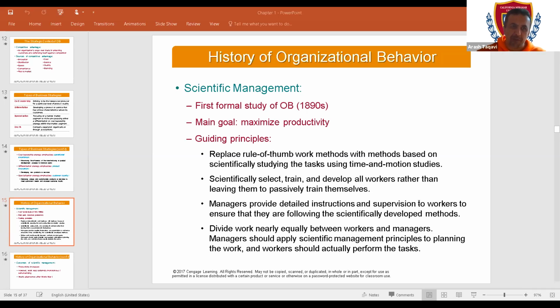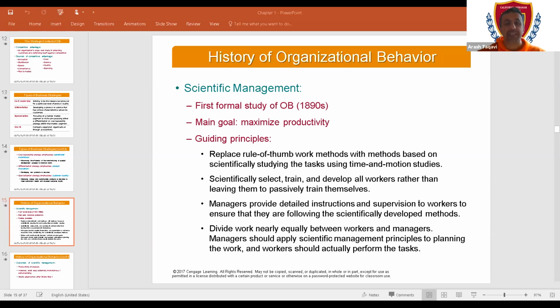So when we go to the factory, we need some scales for measurement, and based on those measurements, together with our observations, we had time and motion studies, and scientifically selected, trained, and developed all workers rather than leaving them to passively train themselves. These are the guiding principles of scientific management in the first years of the 20th century.